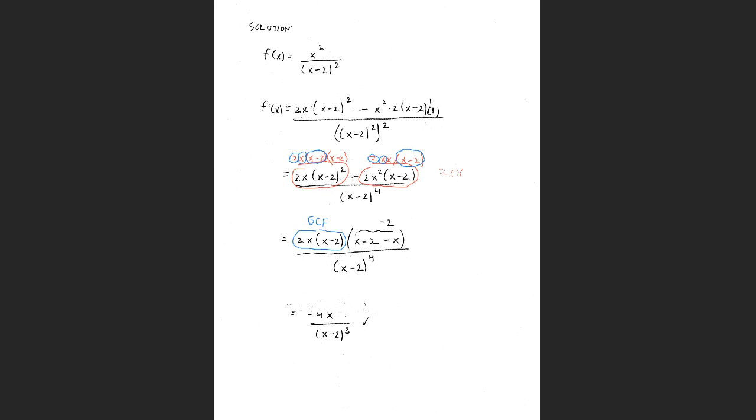Well, that's what you do. And so now, what's left then? What's left is, of course, x minus 2 here minus this x here. And x minus 2 minus x gives you negative 2.